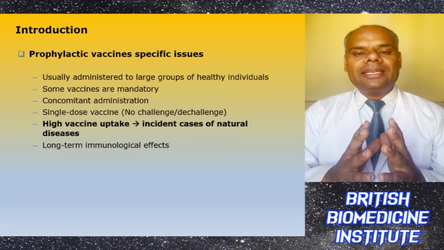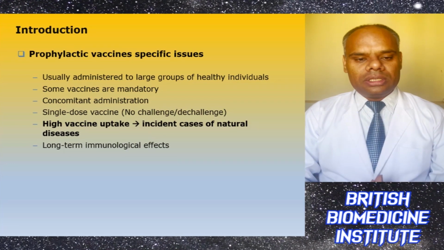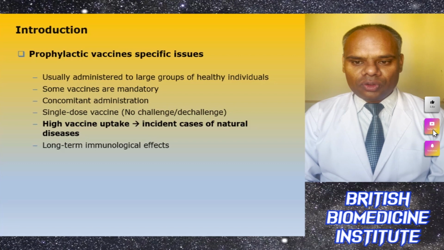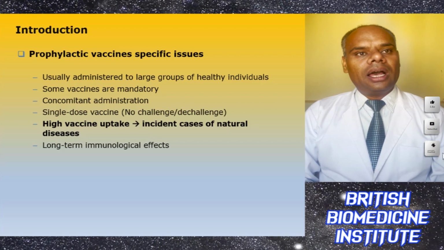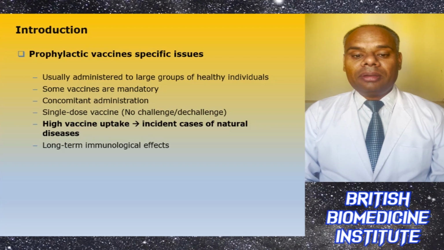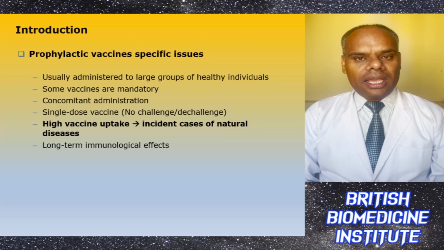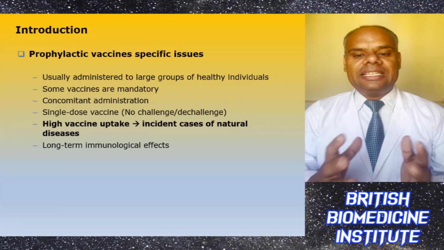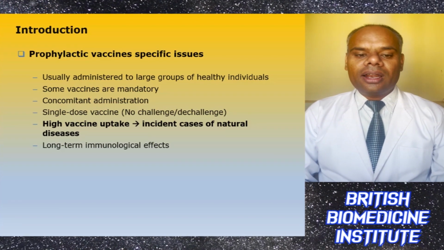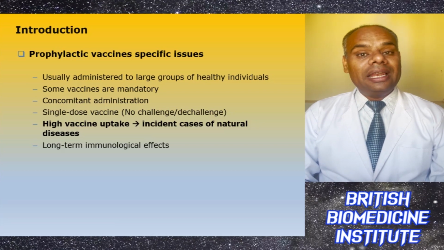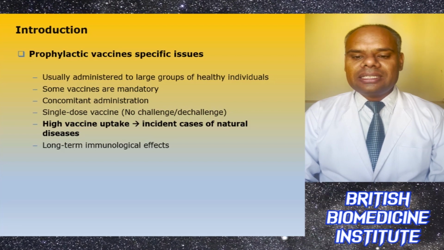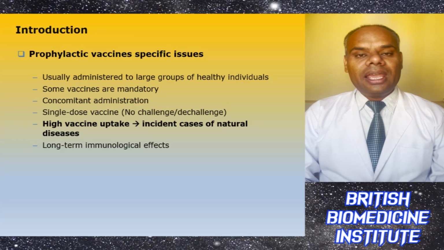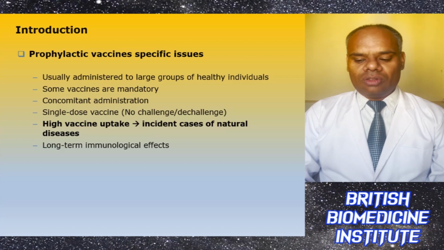Prophylactic vaccines have very specific issues. They are usually administered to a large group of healthy volunteers or individuals. Some vaccines are mandatory. There can be concomitant administration, and there are also single-dose vaccines where there can be no challenge, re-challenge or de-challenge. If there is high vaccine uptake, it will increase the chances of incidence cases of natural disease. And these vaccines have a long-term immunological effect on the human body.